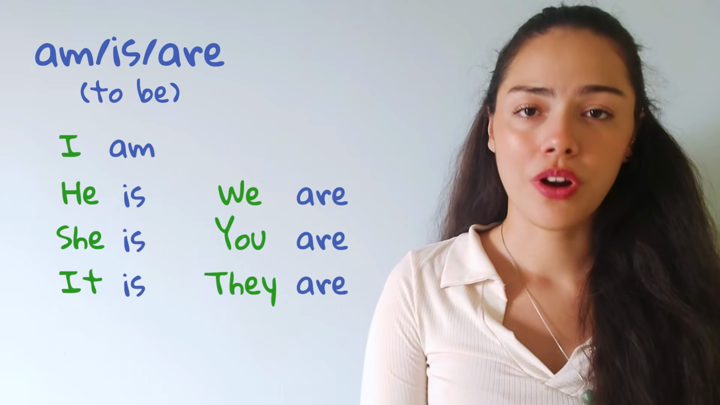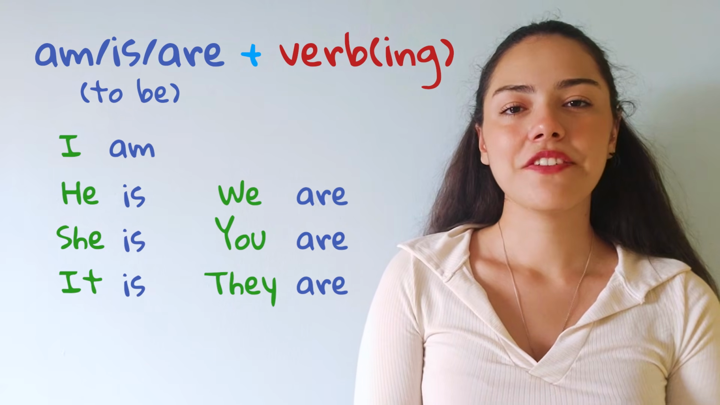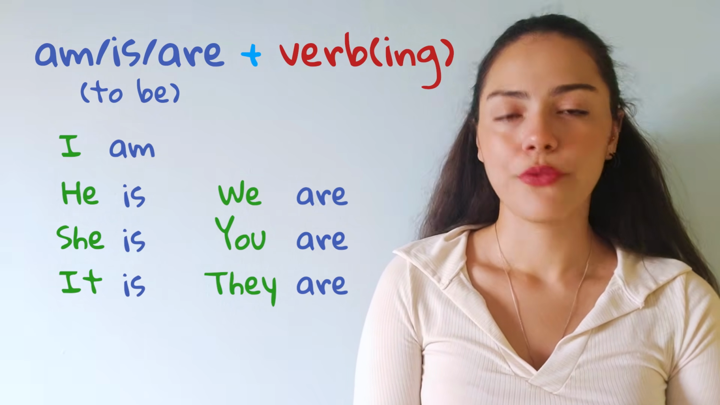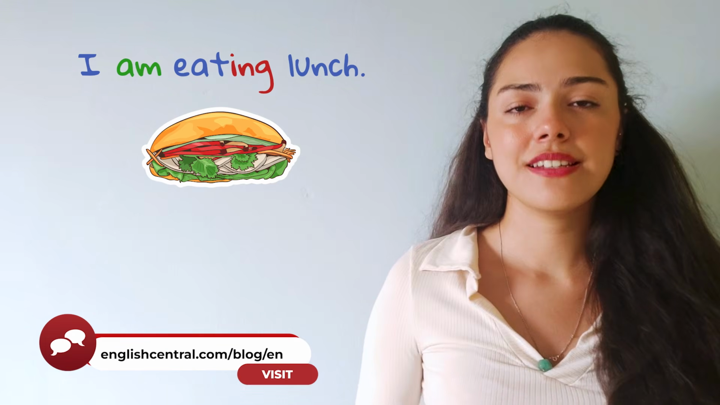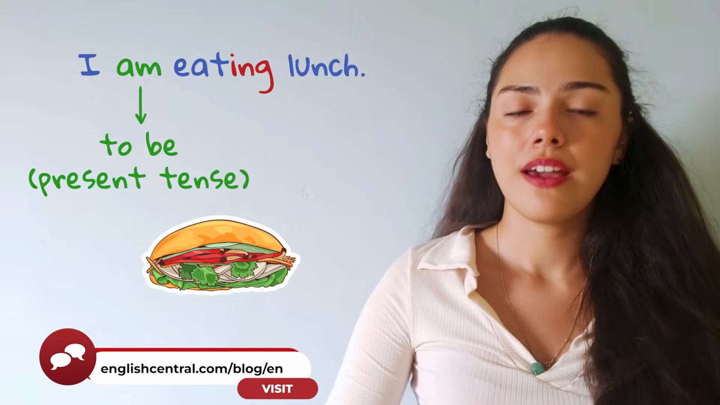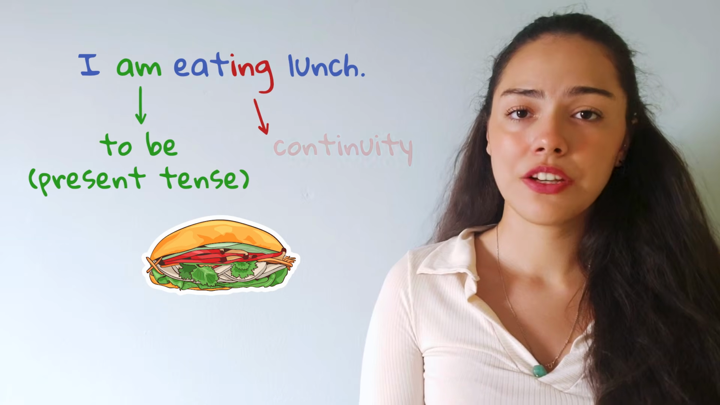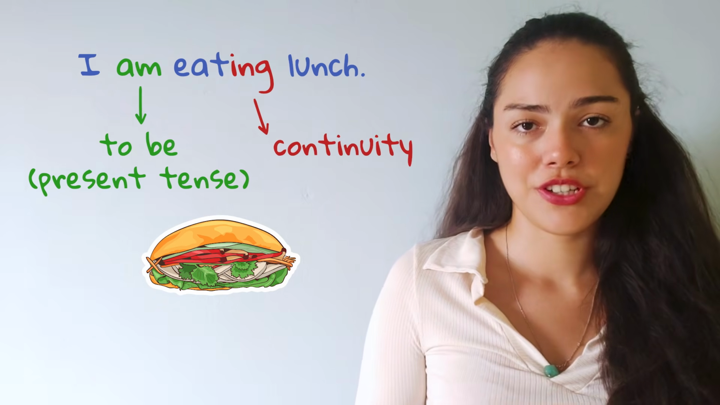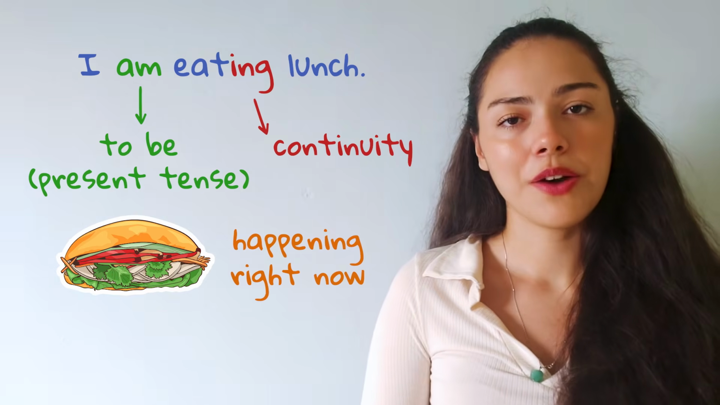Let's break down the structure of this tense. It should be formed by using am, is, or are plus the ing form of the verb. Let's give an example of this structure. For example, I am eating lunch. In this sentence, the am is the present tense of to be. And the ing form of the verb indicates that there is a continuity in the action. This construction tells us that the action is happening right now.